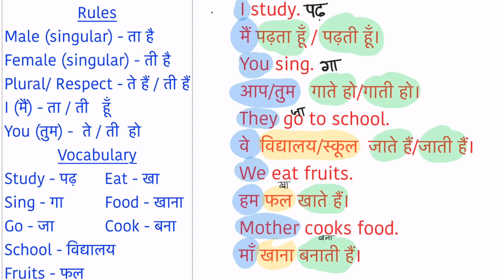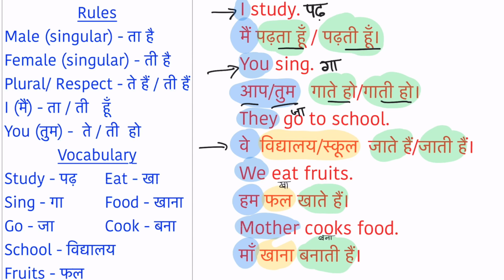Now if I is male, तो sentence होगा मैं पढ़ता हूँ. And if I is female, तो sentence होगा मैं पढ़ती हूँ. Now in this next example, I hope you know when to use आप or तुम. Otherwise, please see my videos on how to use pronouns. So, if you is a male, the sentence is तुम गाते हो. Or if you is a female, तो sentence होगा तुम गाती हो.